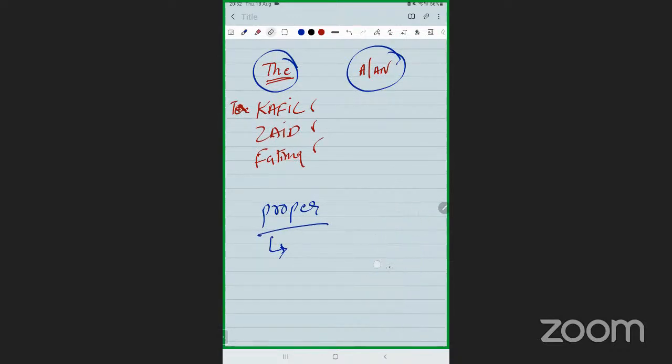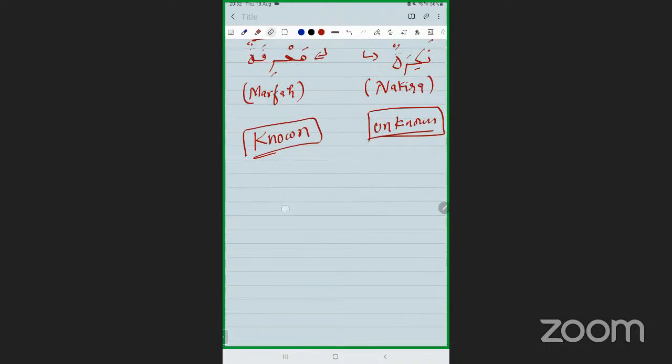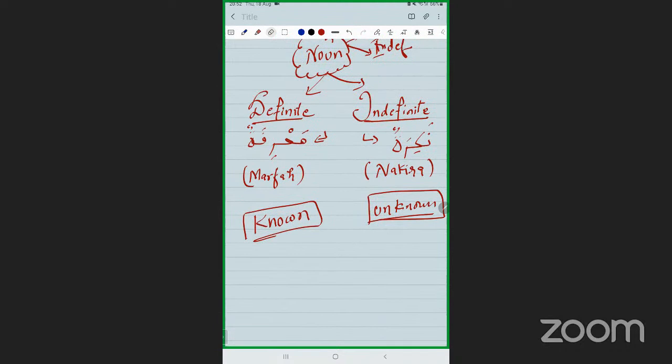Now, this is English. We are not learning English, right? We are learning Arabic. This was just the concept. We are learning Arabic, and the idea is known and unknown. My brother and sister, all proper nouns, are by default definite. All common nouns by default are indefinite.